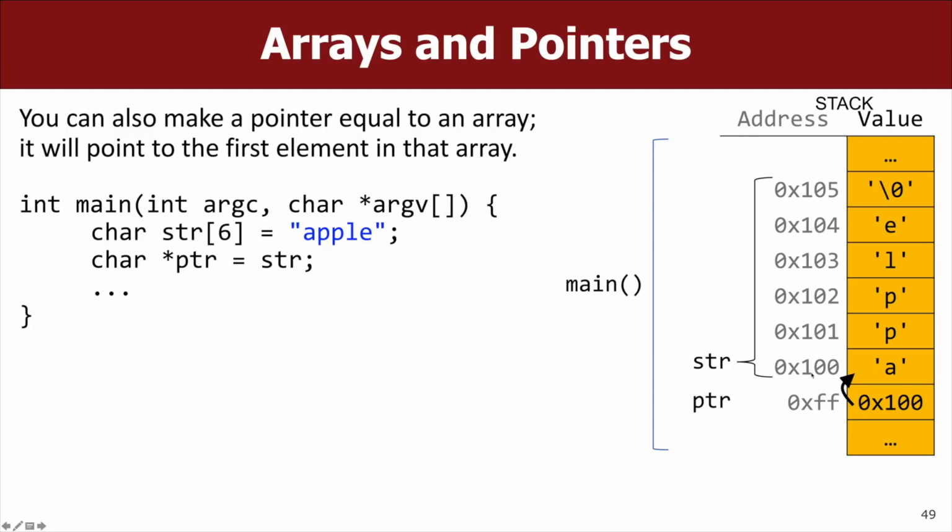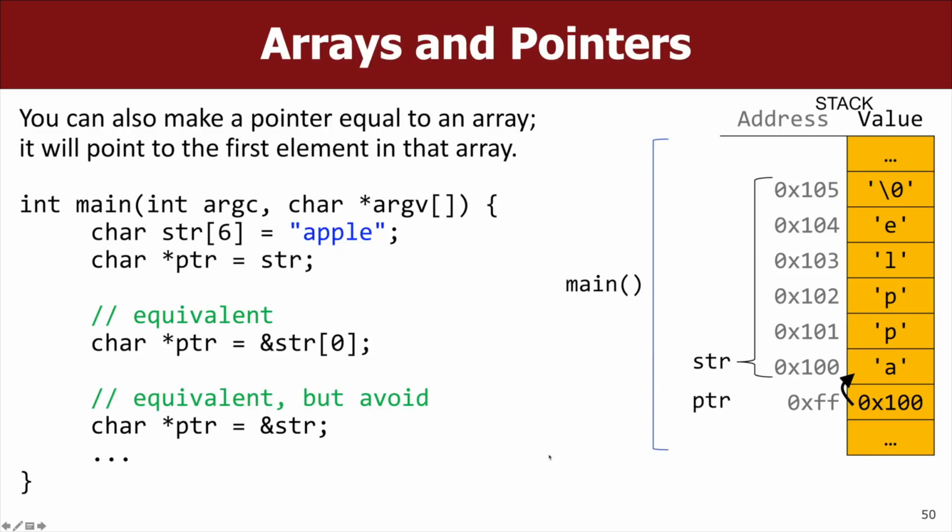Now there are some other syntaxes that are equivalent to writing this line. You can also say char star pointer equals ampersand str bracket 0. That also does the same thing. It gets the address of the first element. You can also do ampersand str, but this is kind of confusing syntax, and we tend to try to avoid this if possible.